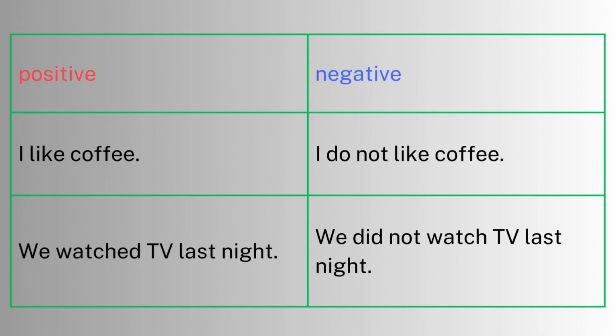Look at these examples. Positive. I like coffee. We watched TV last night. Negative. I do not like coffee. We did not watch TV last night. Declarative sentences are the most common type of sentence.